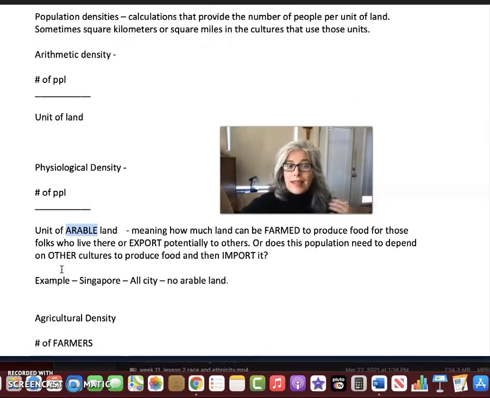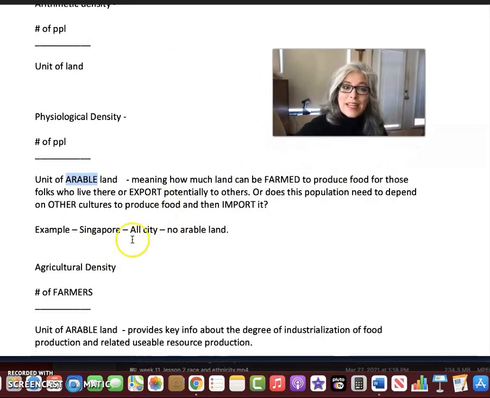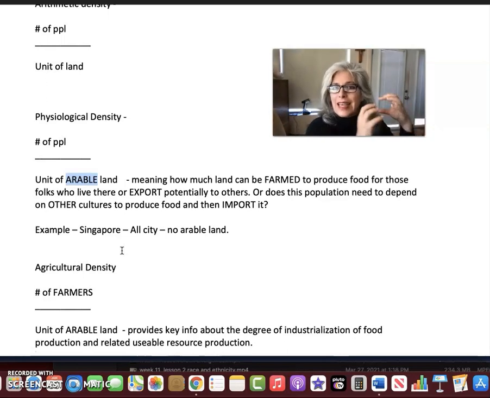Okay. And the next one, I have an example here. I forgot I put in an example down. Singapore, for instance, is a city in Asia. It's a city country, okay? It's a city state. So there is no countryside. All it is a city, and this is the independent geopolitical unit. And there is no arable land.